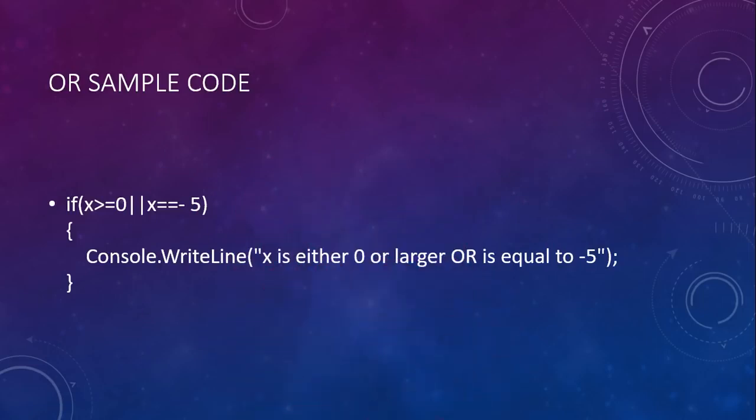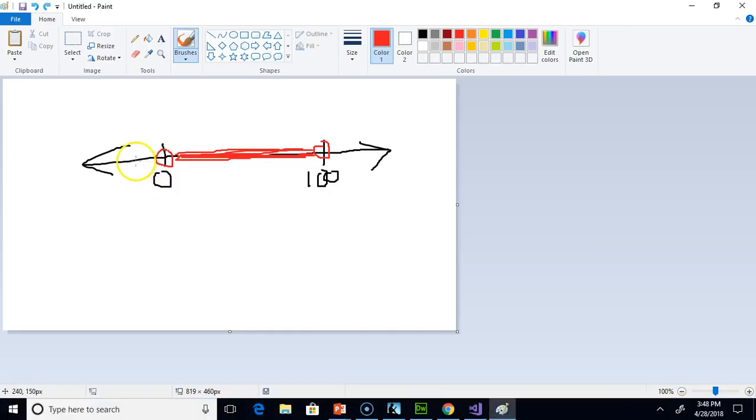Now let's look at an or one. Here I have if x is greater than or equal to 0 or x is equal to -5. So if we think about it this way, I said if x, we know I have, here's my -5, and I have 0.